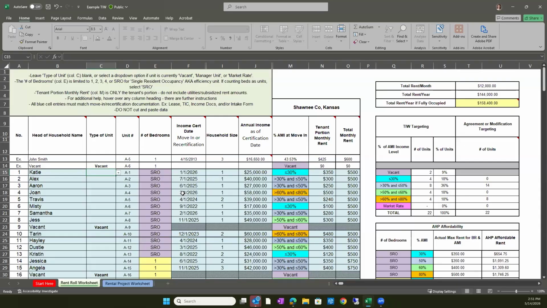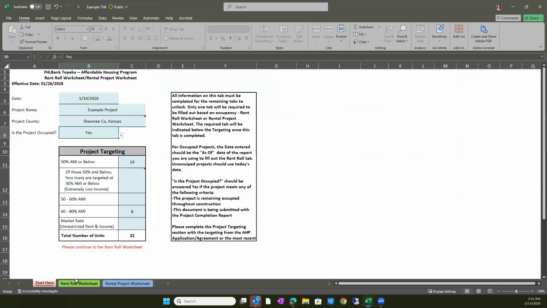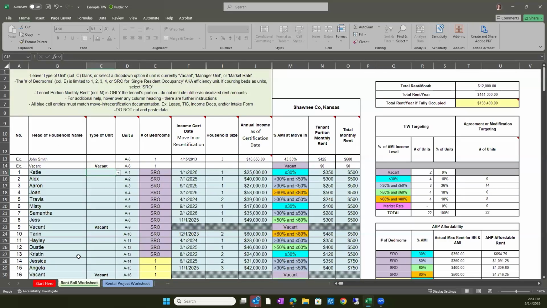You will be focused on filling out the blue cells in the charts down here. All the stuff off to the right pre-populates based on what you enter on the left in the blue cells. The green text box at the top gives some additional tips for how to fill out the workbook if you have any questions about what needs to be entered in any of the columns. In general, you want to enter a list of the tenants that are occupying the property as of the date that you entered on the Start Here tab. So I entered 5/14/26. So I would say this is the list of tenants that are living on my property as of today.